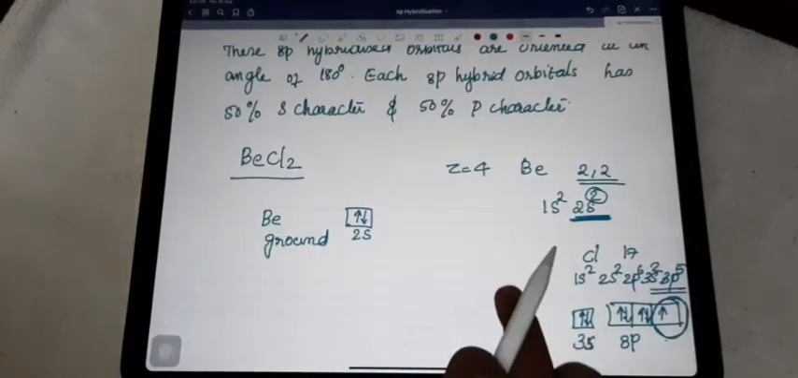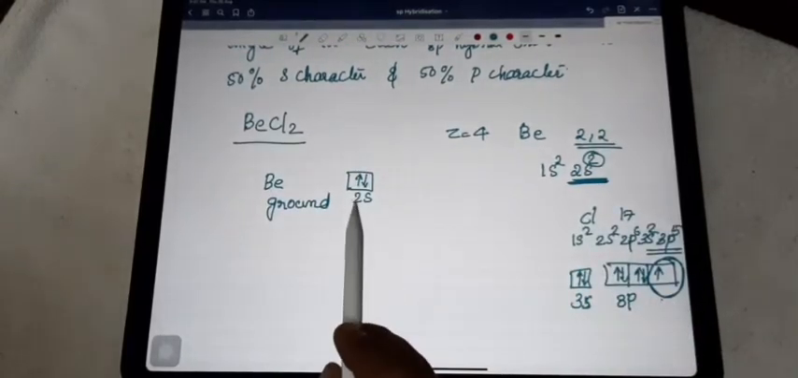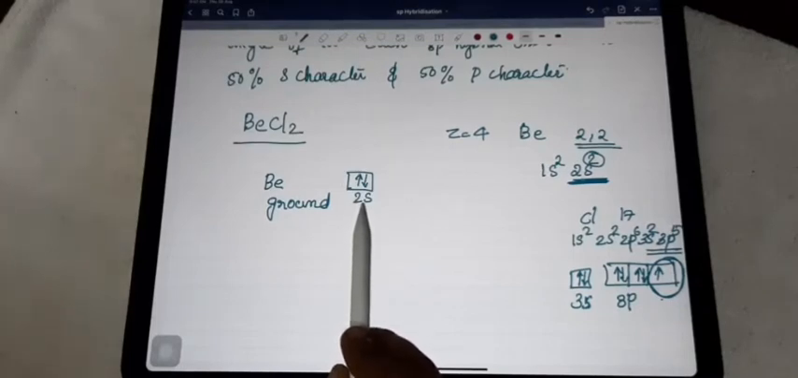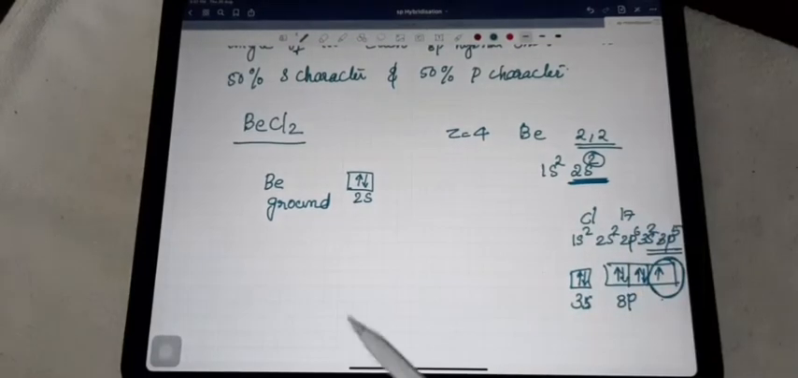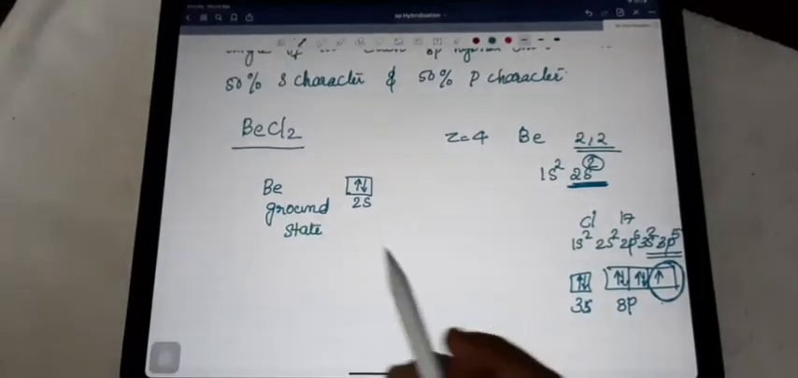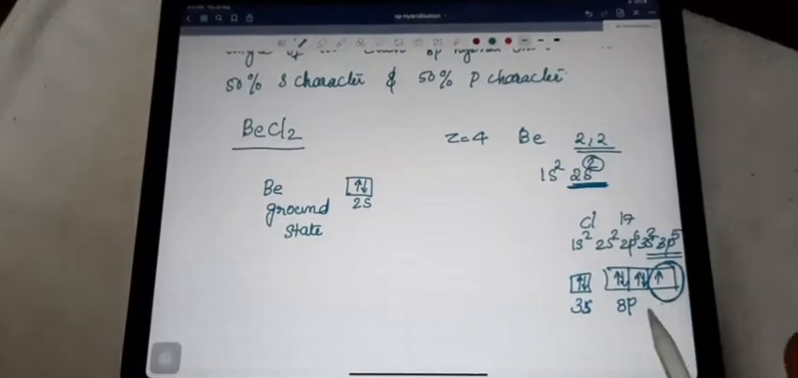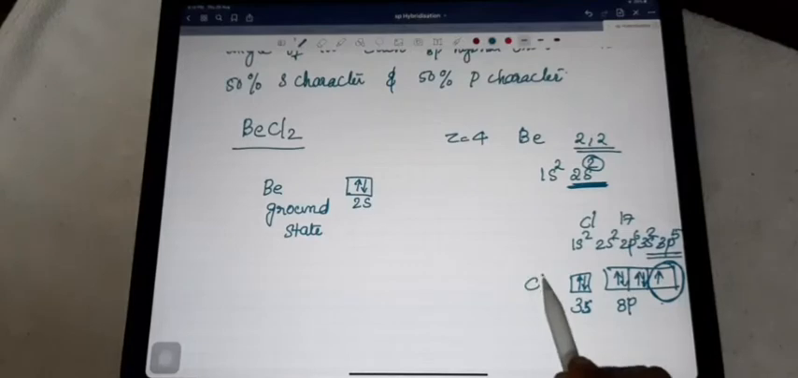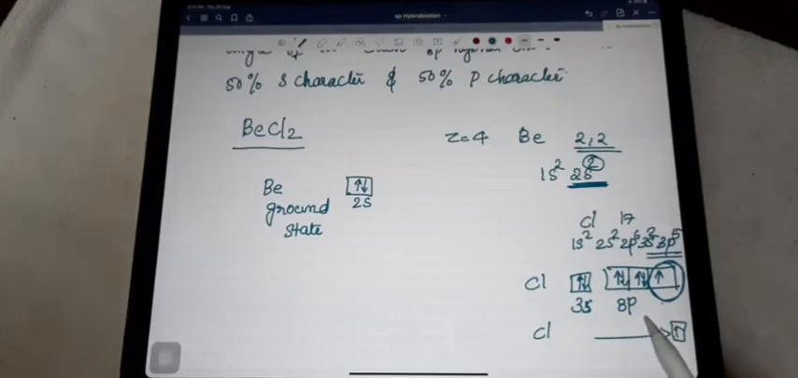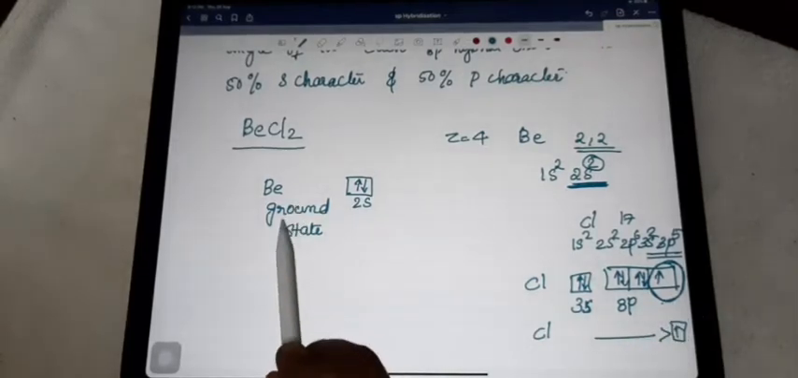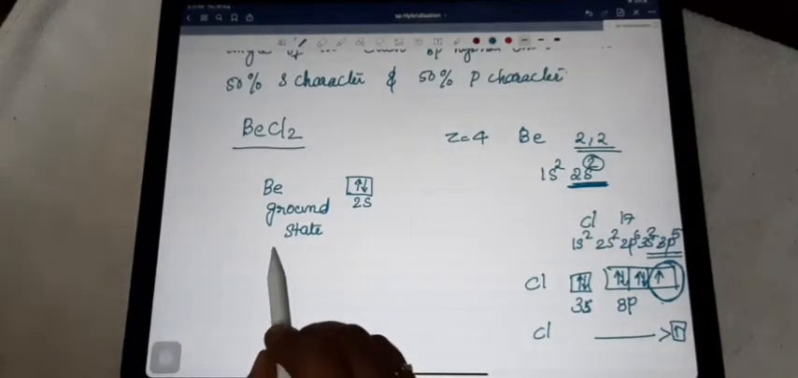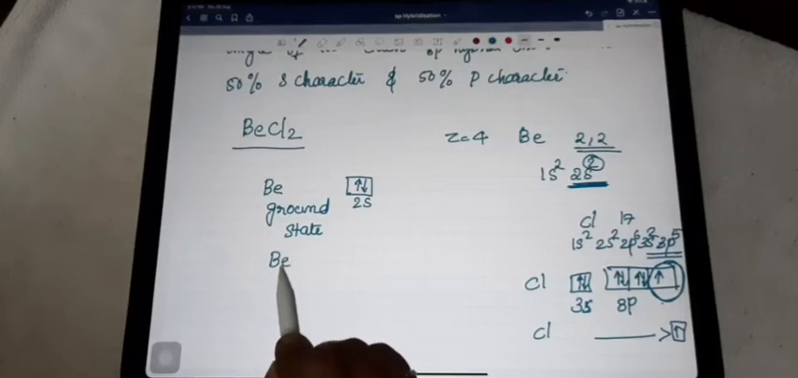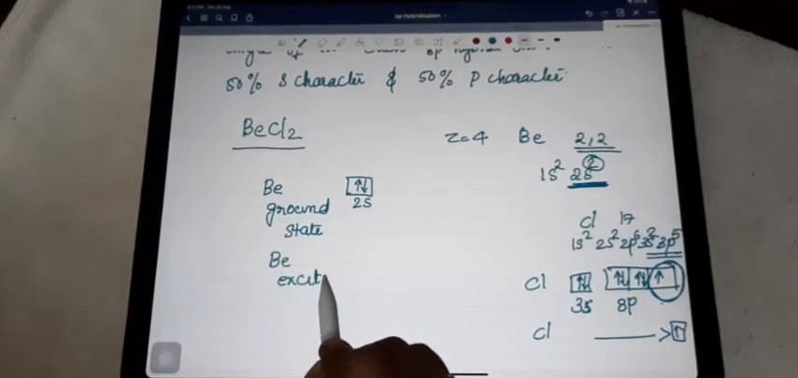So when the 2 chlorine atoms each have a half-filled orbital, surely you need 2 half-filled orbitals in the beryllium atom. Then only is hybridization or covalent bond formation possible. So what do we need in the next step? Chlorine has half-filled orbitals, one from one chlorine and the other chlorine also has the same half-filled orbital. So there are 2 half-filled orbitals in the chlorine, so automatically beryllium also needs 2 half-filled orbitals. For making the half-filled orbitals in beryllium, we need to excite the beryllium in the next step.